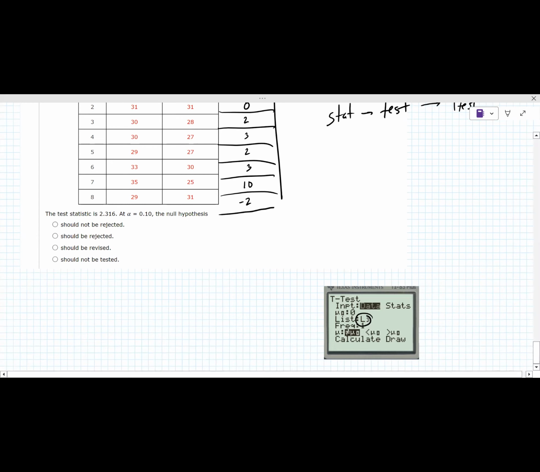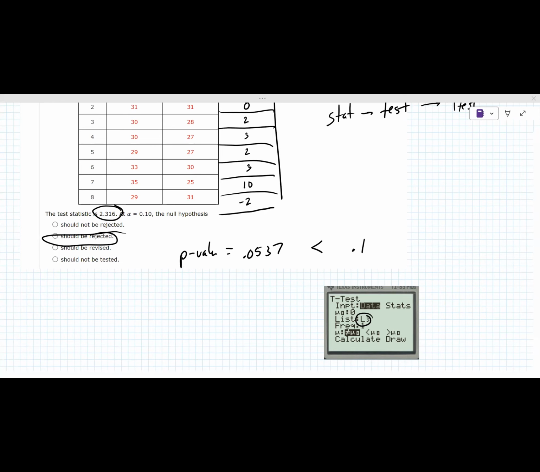You should see the test statistic of 2.316. Exactly. Now the p-value you should have is 0.0537. How does that compare to the alpha level of 0.1? It's less than. So do you reject or not? You reject. Okay, I like that way.